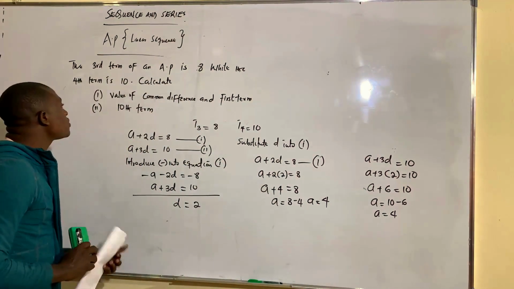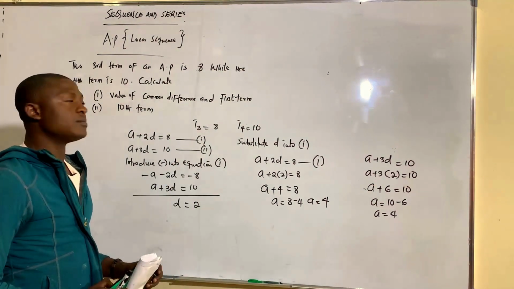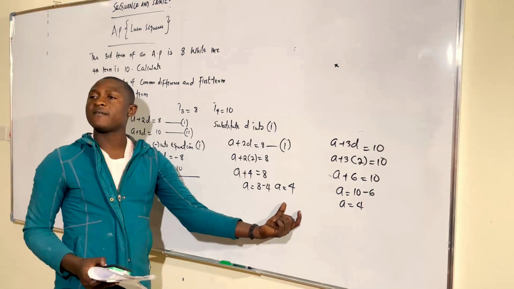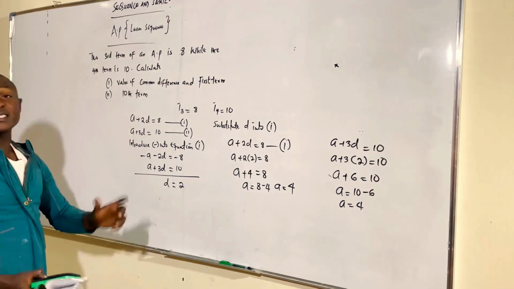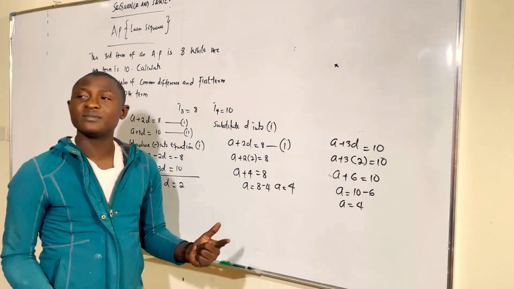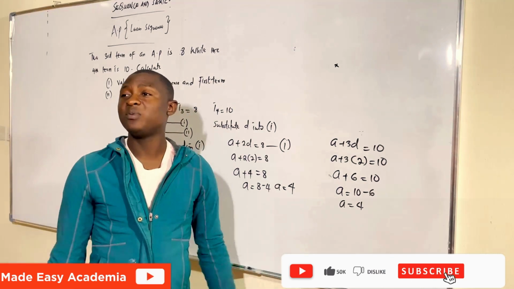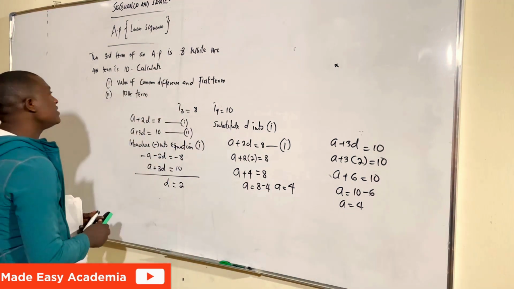Now we have gotten the first question. We have to find the common difference, and we have to find the first term. Now we got our common difference to be 2, and we have our first term to be 4. Now the following problem, we are asked to find the 10th term. Can you guess the 10th term? Yes, our 10th term is nothing but a plus 9d. So let's see how we can find that.